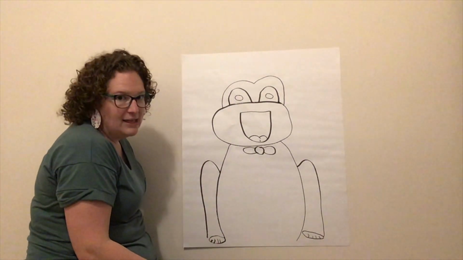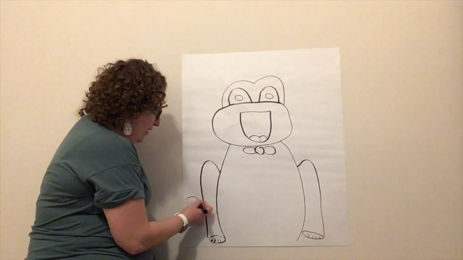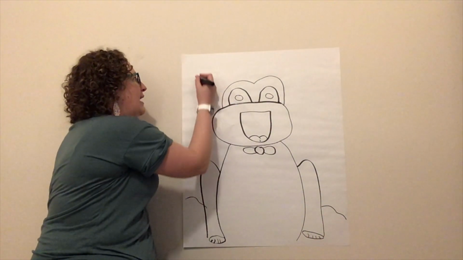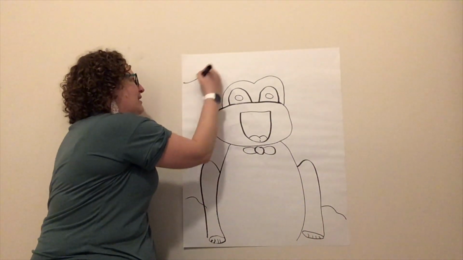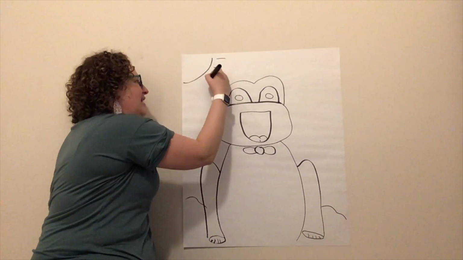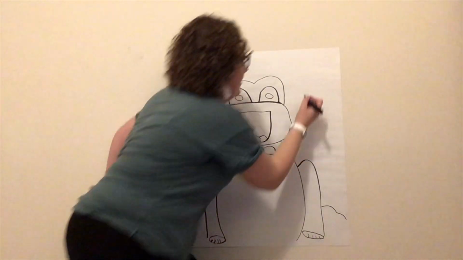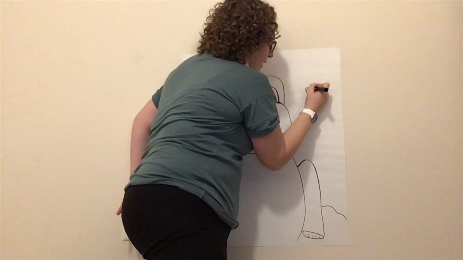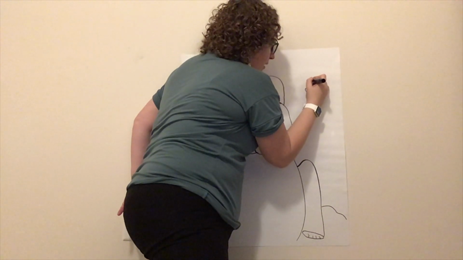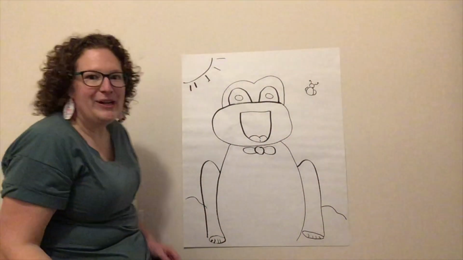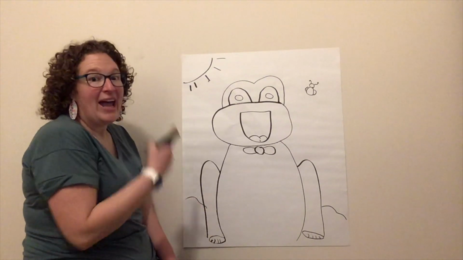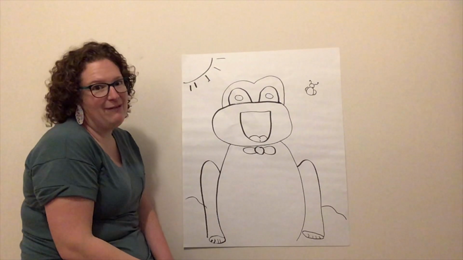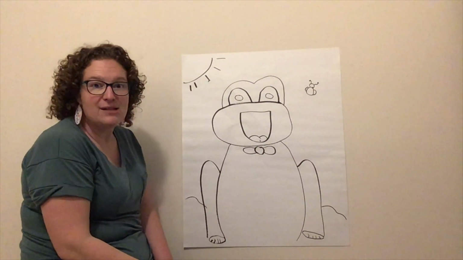And if you want, you can always add the setting. We know that frogs like wet places, so you might draw a pond behind them. Or you might, it's going to be a sunny day out, so you might want to add a sun. Or you might want to add a little bug over here. You might be trying to get him. So you can use your imagination to add things. So after I'm done with this, I'm going to show you what my first one looked like when I was finished coloring.